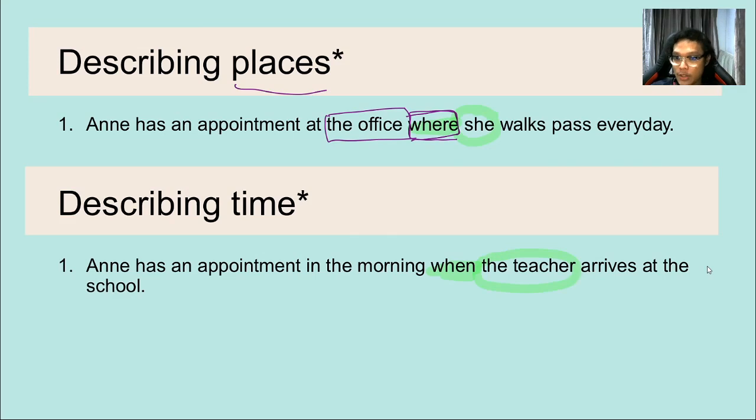She is a subject. The teacher is a subject. You have or you must have a subject after the relative pronoun. So, for example, the office where she walks past every day.